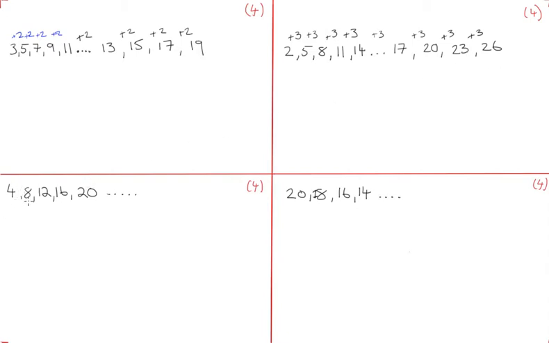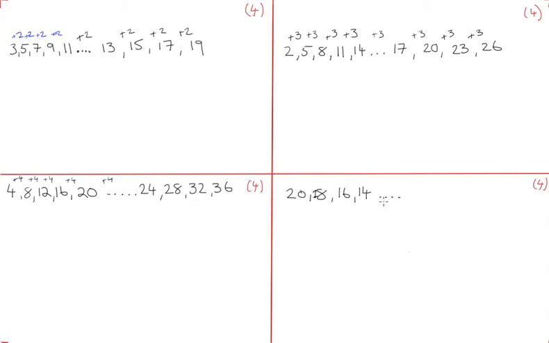Over here, 4 to 8 to 12 to 16 to 20. So each time 4 is being added. Plus 4, plus 4, plus 4. So we just have to add 4. 20 plus 4 is 24. So the next number would be 28, and the next number would be 32, and the next number would be 36. We're just adding 4 to each number.